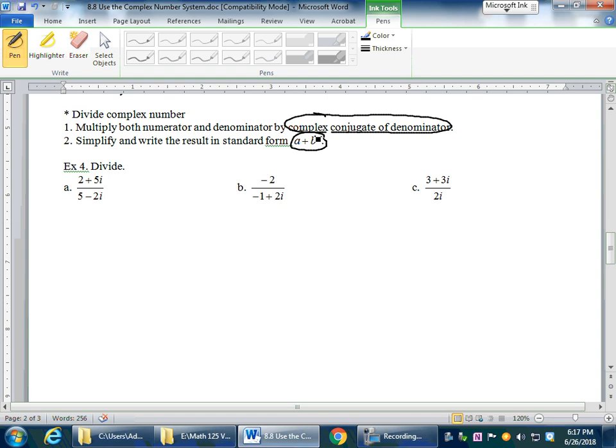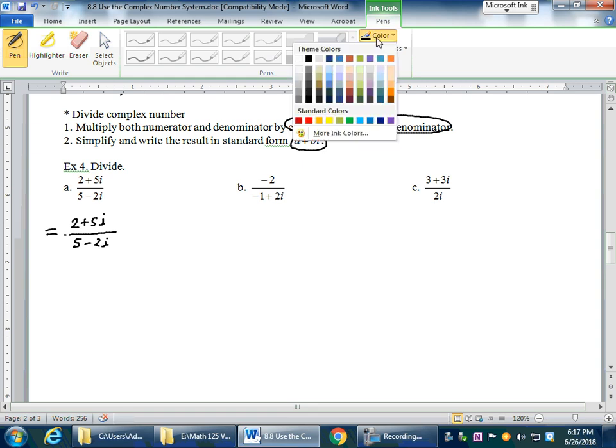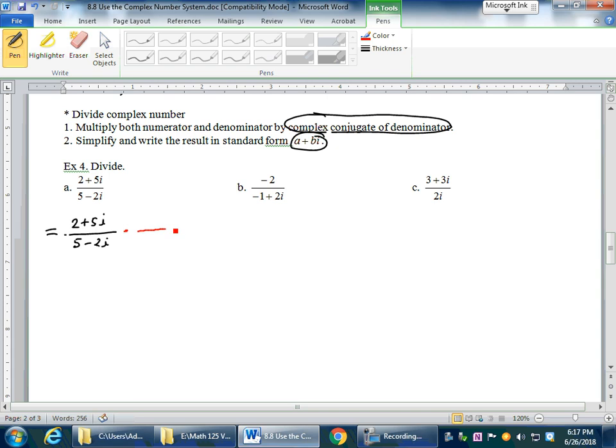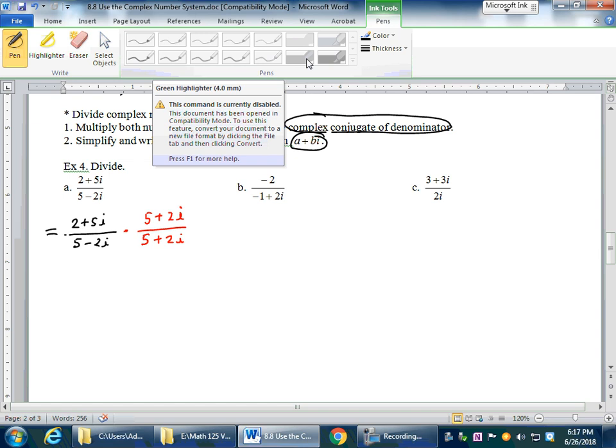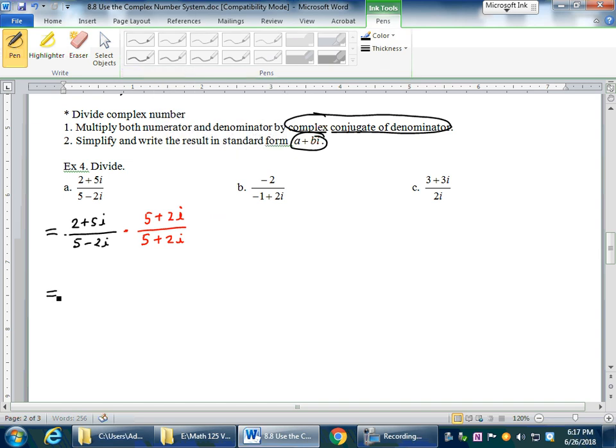So by saying that, 2 plus 5i over 5 minus 2i. So the complex conjugate of this denominator will be 5 plus 2i. So I multiply the numerator also by 5 plus 2i to get equivalent fractions. Multiplying this, the denominator we use difference of 2 squares. The numerator we can do the foiling.